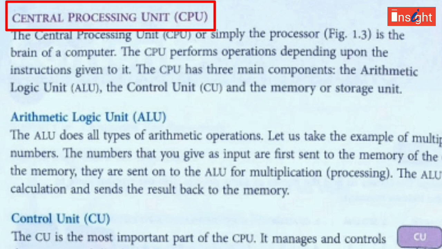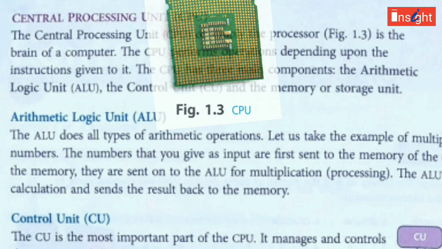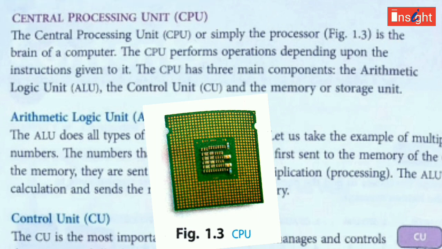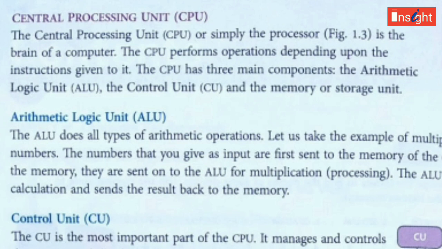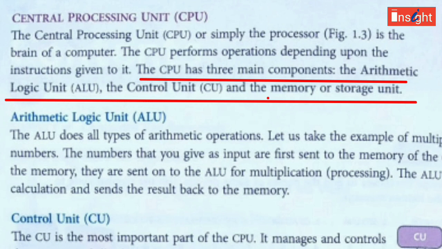Now we will discuss CPU, Central Processing Unit. CPU is the brain of a computer. Actually, it performs all the operations depending upon the instructions given to it. It has mainly three components. Number 1, ALU, Arithmetic and Logic Unit. Number 2, CU, Control Unit. And number 3, Memory or Storage Unit.